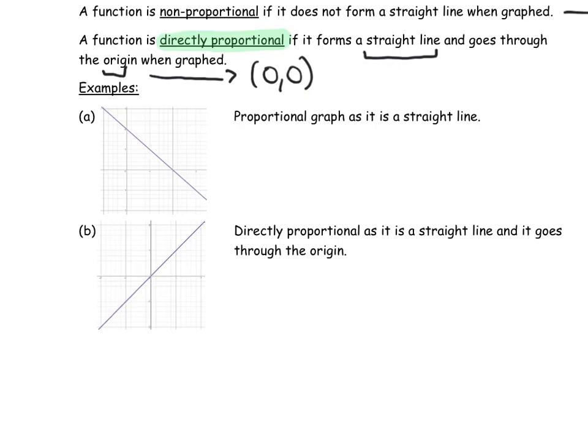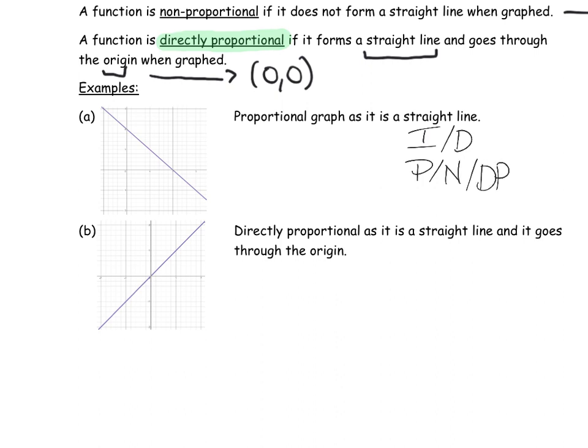Okay, so there's a few examples here that we can look at. So the first one, we have the graph that's in blue, and we have the coordinate plane behind it. So if I was to ask you whether, first of all, is this graph increasing or decreasing, and then if it was proportional or non-proportional or directly proportional.